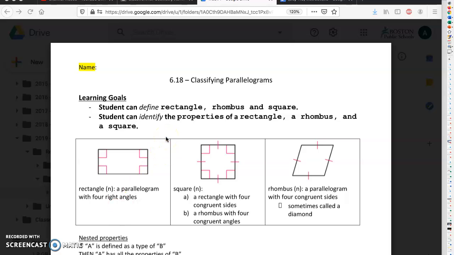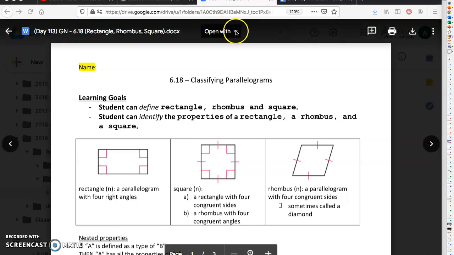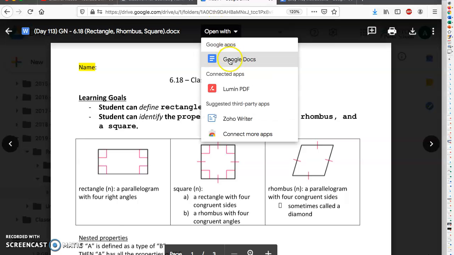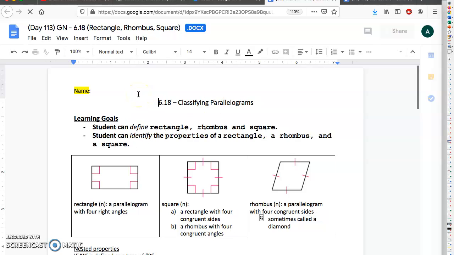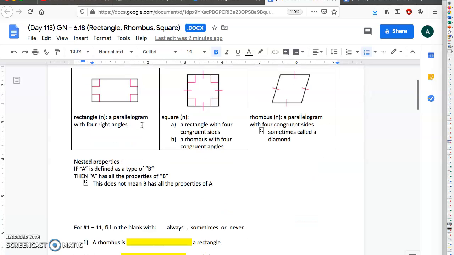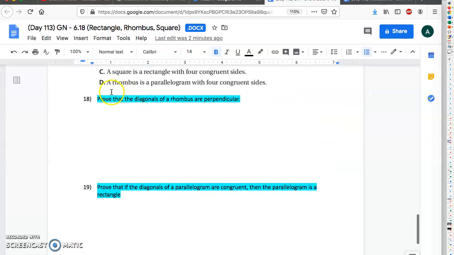If you go to the assignment and you open it, something like this will pop up. And if you go to the very top to open with, you can open up a Google Doc with the same information that you can actually type on. Once again, for all these videos, the yellow is where you can type in your answer. The blue, like right here, is where you're going to have to write your answer on a separate sheet of paper, and then take a photo and submit it as part of your assignment.